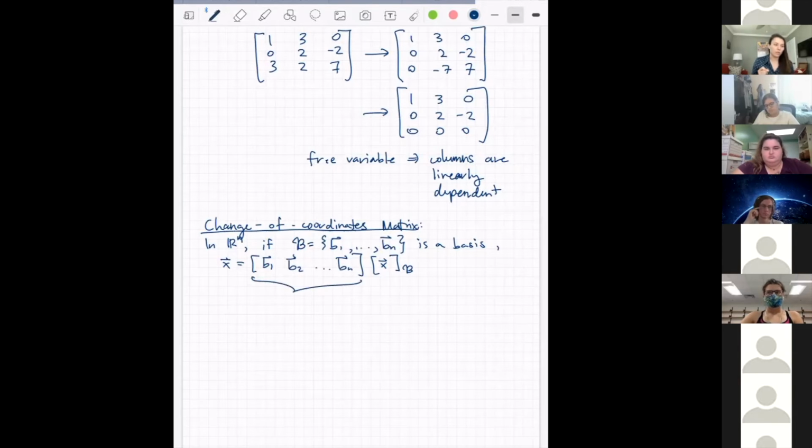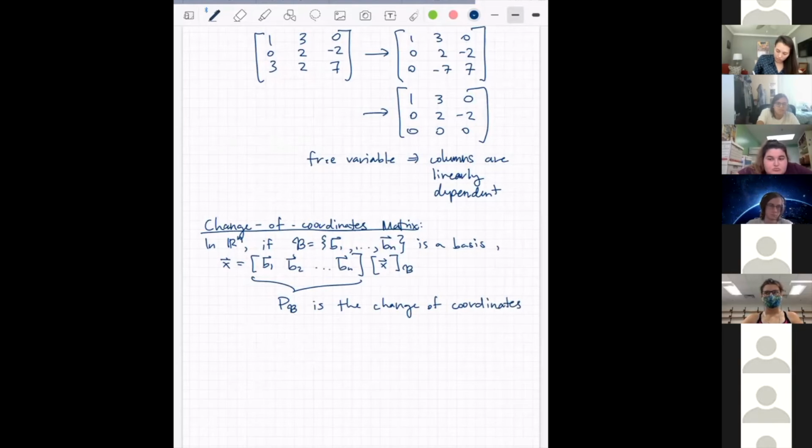Okay, so this matrix we denote P sub B, and this is the change of coordinates matrix. Can I ask why we write it with P, or is that one of those things where we just do? It's just like someone started doing it, and I guess that's how it is.